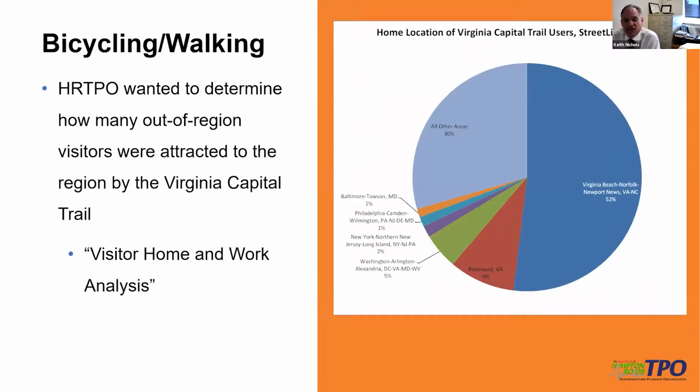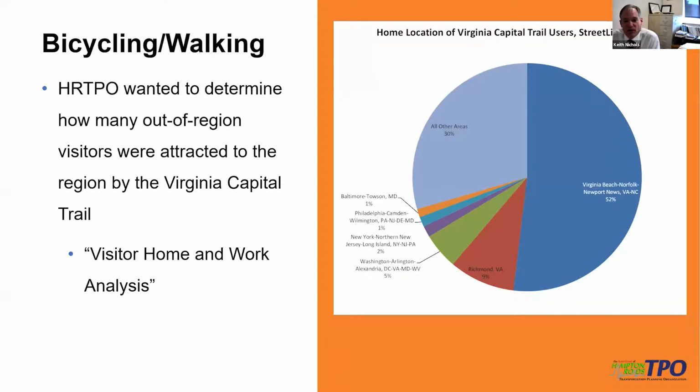The last thing I wanted to mention today is some of the bicycling and walking metrics that we use from StreetLight data, and some of the uses we have for them. This was one of the first efforts we did, once again, a few years ago. The Virginia Capitol Trail is a popular multi-use trail. It connects downtown Richmond with the Jamestown area near Williamsburg. It's about a 53-mile trail.